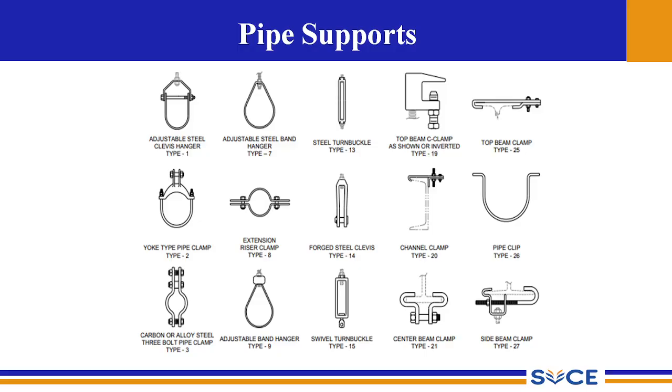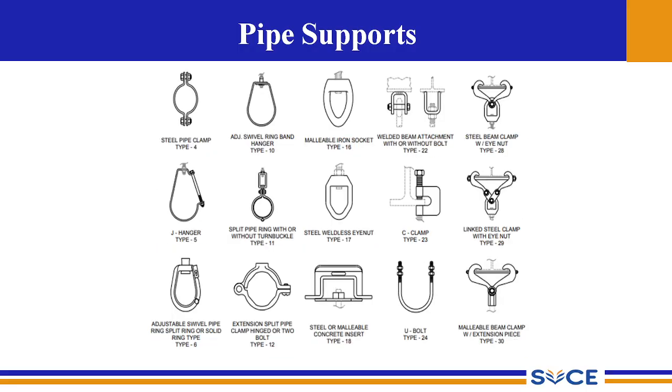And moving on to type 22. Type 22 is a welded beam attachment with or without a bolt type. The welded beam attachment, as shown here with an inverted bolt structure, is a structural attachment welded to the bottom of the steel beams, and it is used as a means for connecting hanger rods to the beams.